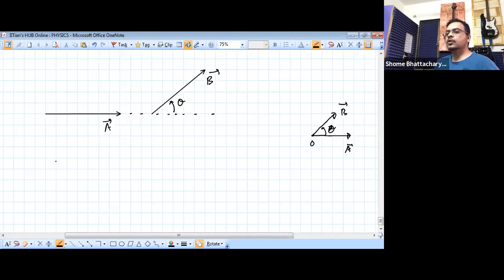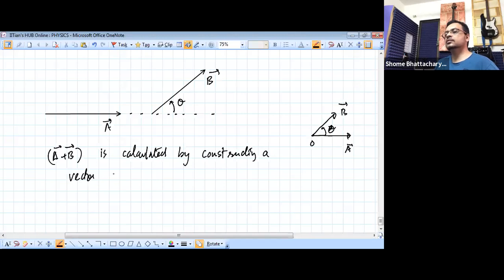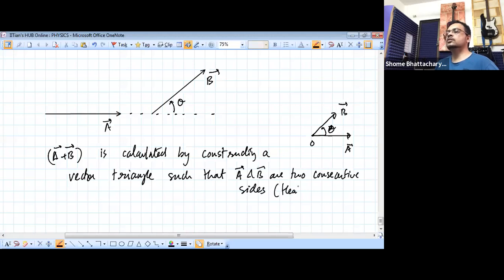Okay. So now how to find A plus B? A plus B is calculated by doing this, constructing a vector triangle, such that vectors A and B are two consecutive sides, such that they are drawn head to tail. So this is just like the example of displacement.